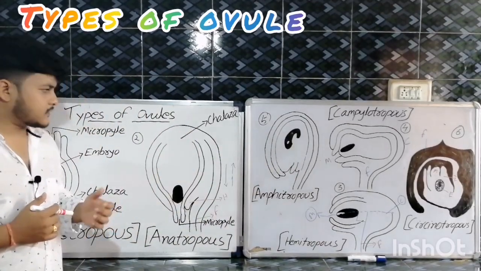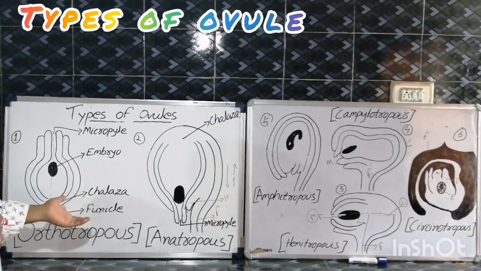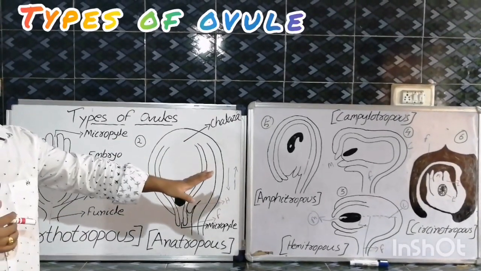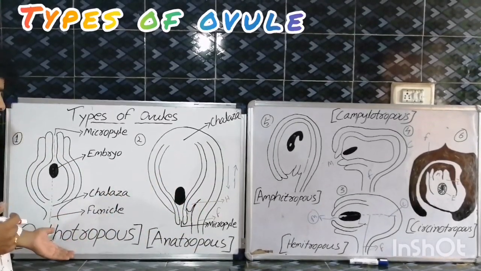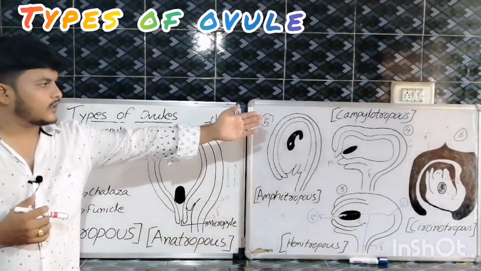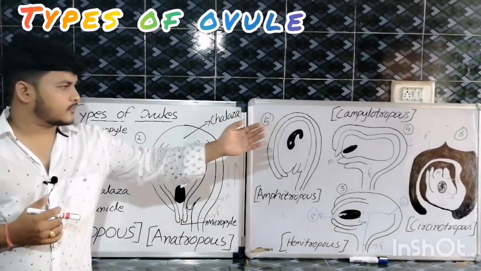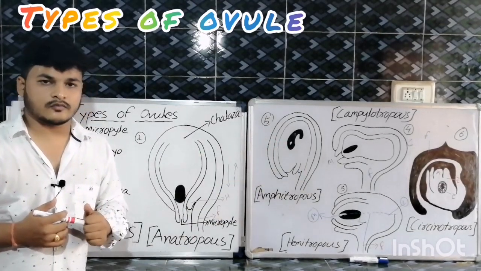I again repeat, according to the types of attachment of funicle to the body part, these types of ovules are mainly differentiated, and this is differentiated into 6 types. One is orthotropous ovule, next is anatropous ovule, next is hemitropous ovule, fourth is campylotropous ovule, next is amphitropous ovule, and last is circinotropous ovule.